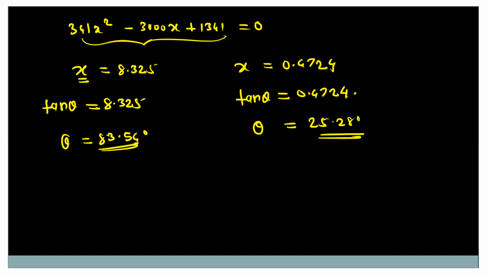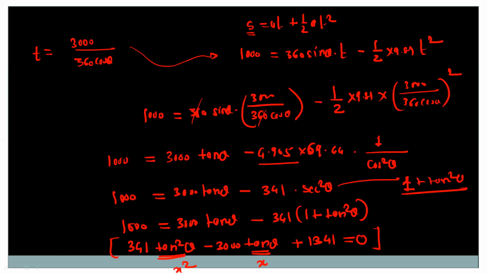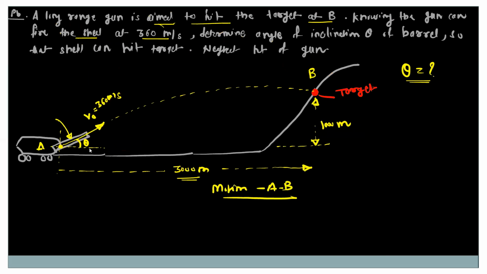That means if you set the angle for that gun, theta is equal to 83.54 degree, then we can hit this target, or we can set the second angle as 25.28 degree. For both these angles, we can hit the target. Okay, so this is your final answer.